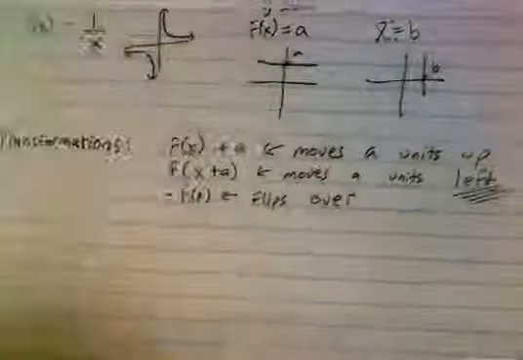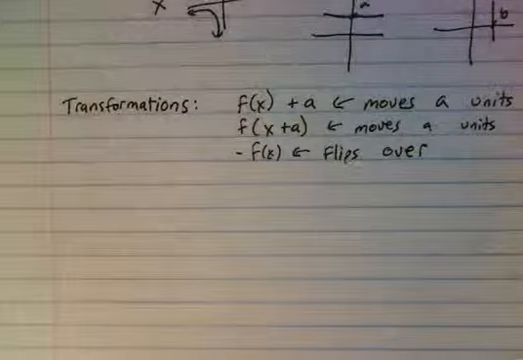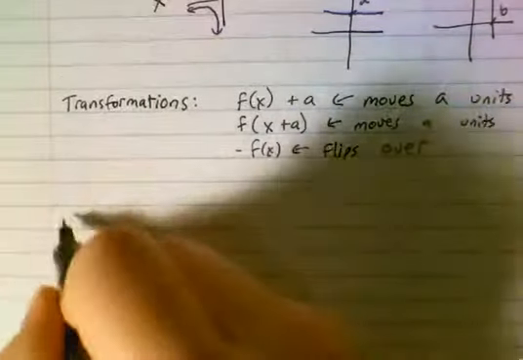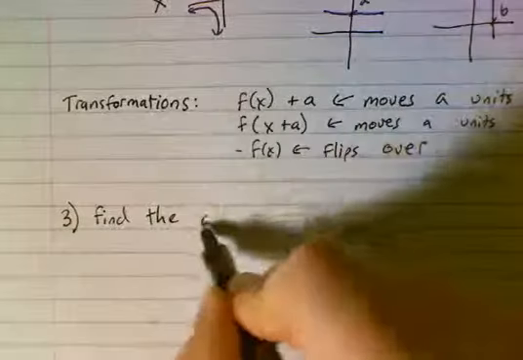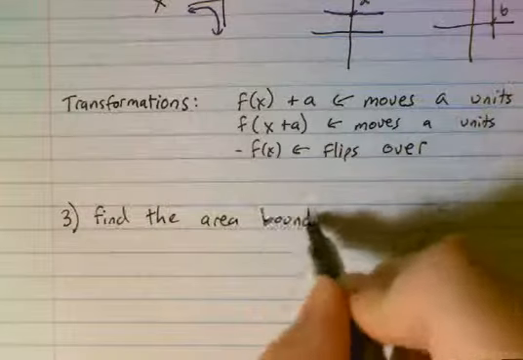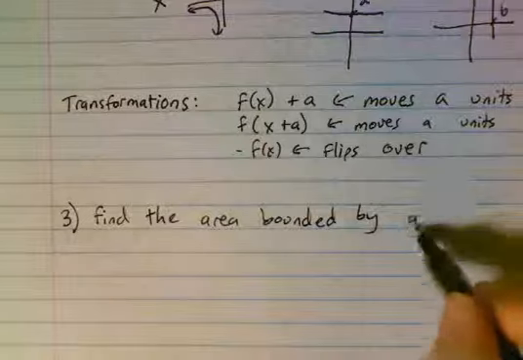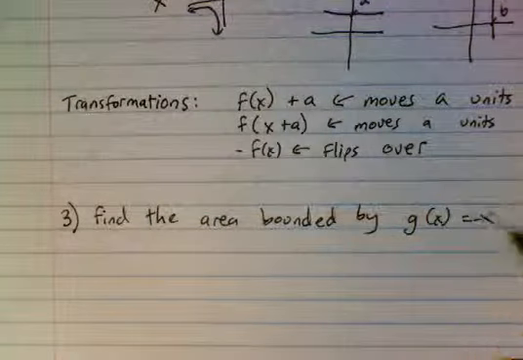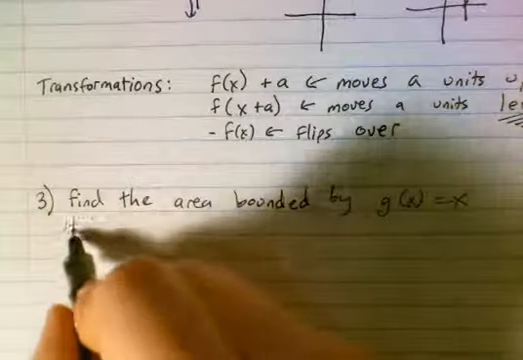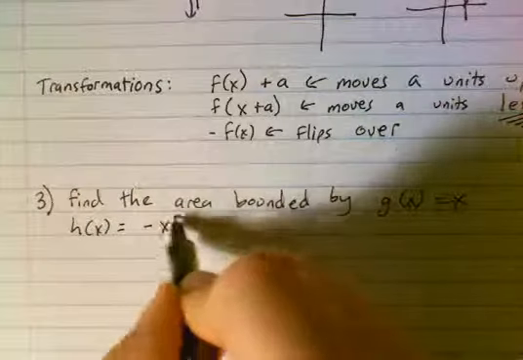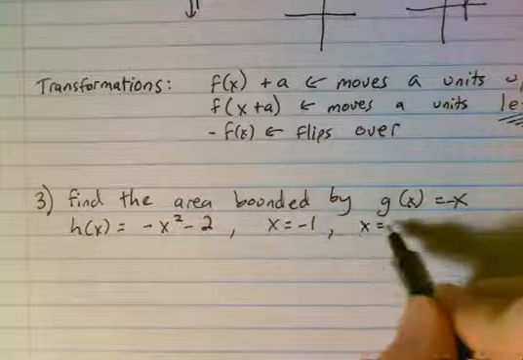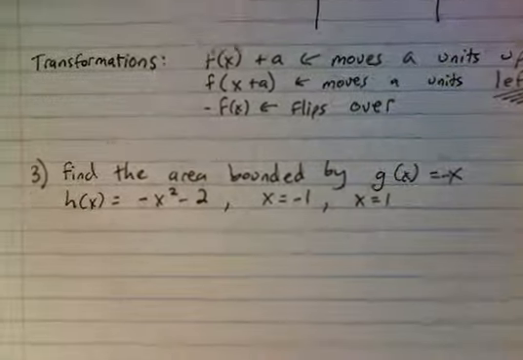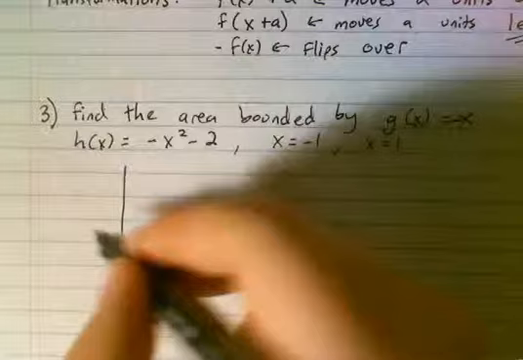So let's look at one that we're going to do without a calculator. Find the area bounded by g of x equals negative x, h of x equals negative x squared minus 2, x equals negative 1, and x equals 1. So we have to sketch these by hand. So we'll start off with our axes.